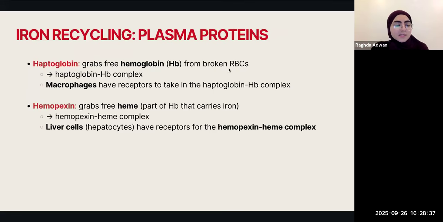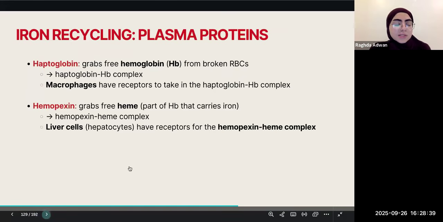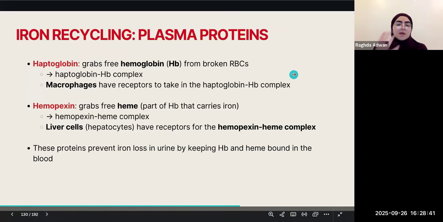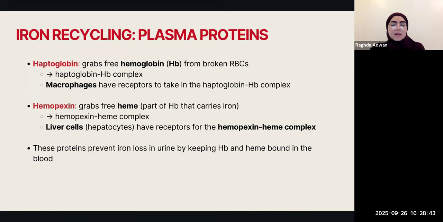Why is this important? This is just to show you that these proteins prevent iron loss in urine by keeping hemoglobin and heme bound in the blood, so it maintains levels of iron in our bodies. We don't want to lose these. We don't want to lose hemoglobin and iron, so we have ways to keep them.